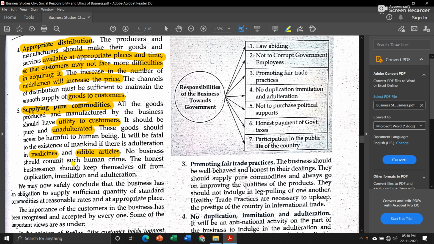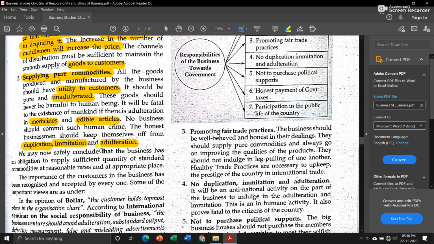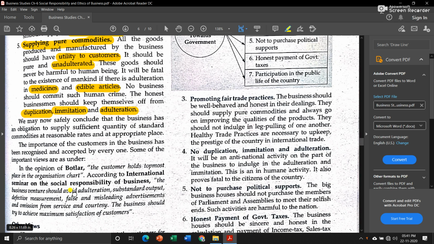The honest businessmen should keep themselves away from duplication, or they should not imitate any other business, or adulteration. We may now safely conclude that the business has an obligation to supply sufficient quantity of standard commodities at reasonable rates and at an appropriate place. The importance of the customer in the business has been recognized and accepted by everyone. Some of the important views given by some famous personalities are given below.